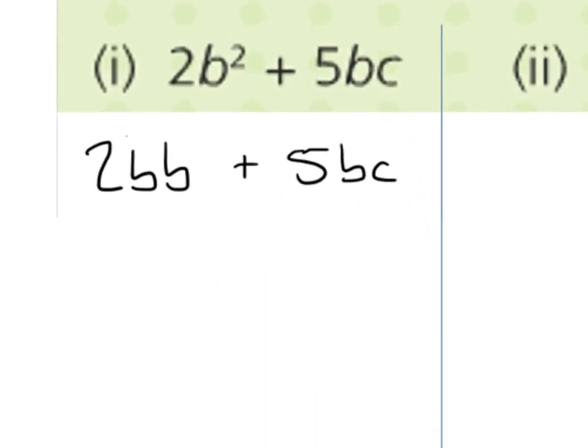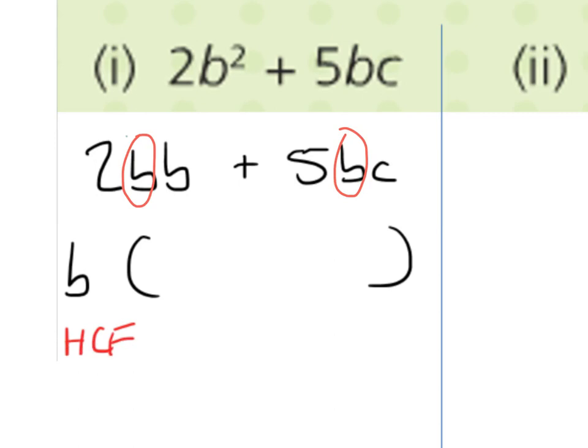As I said already, there is no number that will divide into 2 that will also divide into 5. But what I can see is common is a b on the left and a b on the right. Do not circle that second b because there is not a second b over here to circle. So our HCF is simply just going to be b. So we're going to write down b and put an empty set of brackets after it.